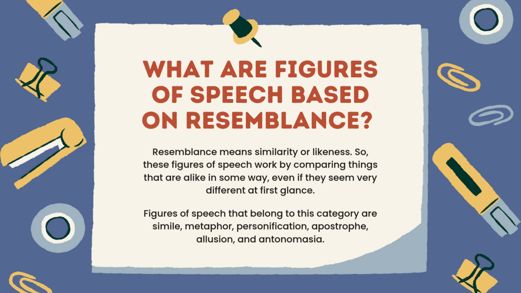What are figures of speech based on resemblance? Resemblance means similarity or likeness. So, these figures of speech work by comparing things that are alike in some way, even if they seem very different at first glance. Figures of speech that belong to this category are simile, metaphor, personification, apostrophe, allusion, and antonomasia.